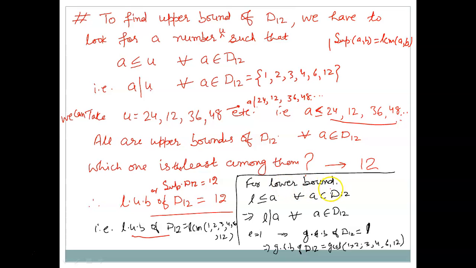Now for the lower bound, the case reverses. We have to look for a number L such that L is less than or equal to A for all A belonging to D12; that means L divides A. Such a number is 1, by which all these elements can be divided. So the greatest lower bound, or infimum, of D12 is 1. And in fact this is the GCD, the greatest common divisor of all these. So in this kind of set, the infimum of two numbers A and B means the GCD of the two numbers A and B.